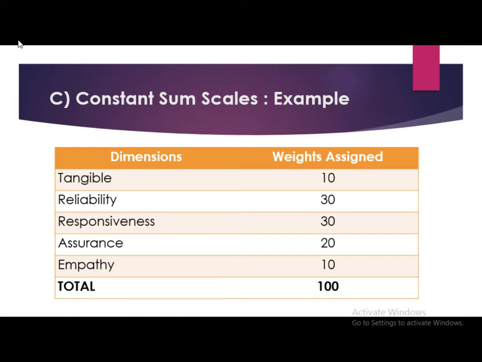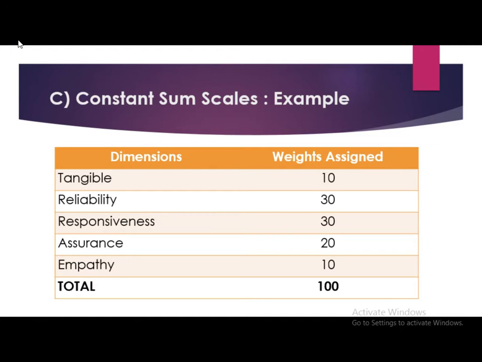After the data collection, the mean is calculated dimension-wise, and this mean will be multiplied by the weights assigned for the final data interpretation. But we are not looking at data interpretation and data analysis now. We are just looking at the scaling techniques. So this is the constant sum scale, where a total of 100 has to be assigned to the various dimensions.